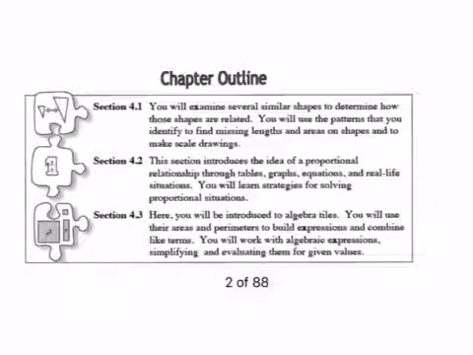Today you're going to start Chapter 4. In Section 1, you will examine several similar shapes to determine how those shapes are related. You will use the patterns that you identify to find missing lengths and areas on the shapes to make scale drawings. In Section 4.2, it introduces the idea of proportional relationships through tables, graphs, equations, and real-life situations. You will learn strategies for solving proportional situations.